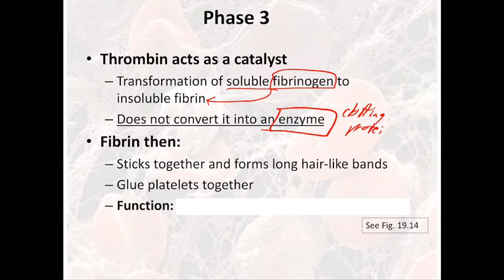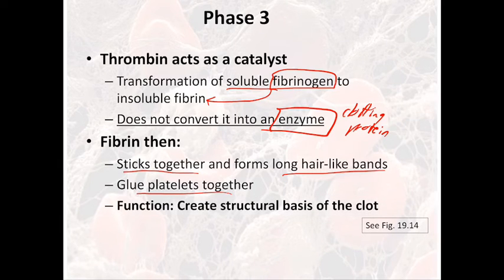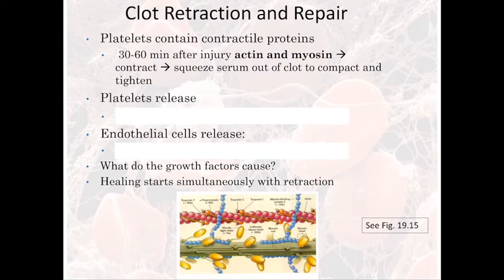And this is a sticky, fibrous protein that forms a web-like mesh. Fibrin sticks together, forms long hair-like bands, and that glues all the platelets together. This really creates the structural basis for the clot itself. And that's phase 3. So in phase 3, we end in fibrin. Fibrin is the goal of phase 3, and that's the clot itself.